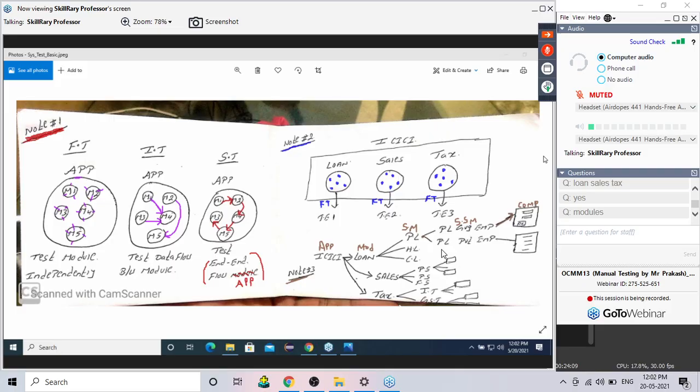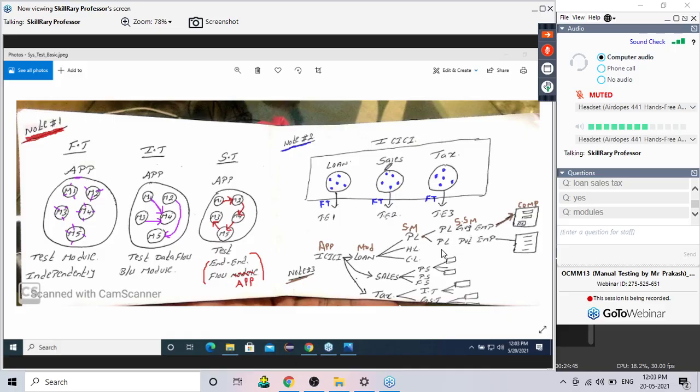Now, guys, when I say I am doing integration testing, listen carefully. Boss, I am not doing integration testing between loans and sales. See, loans and sales, if they are dependent, what should my lead do? Tell me.